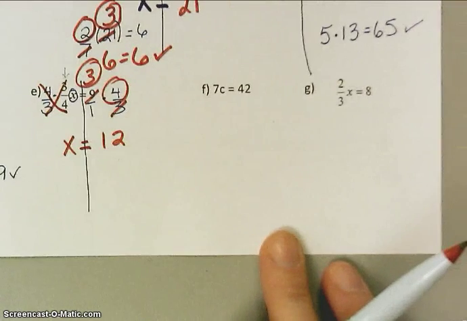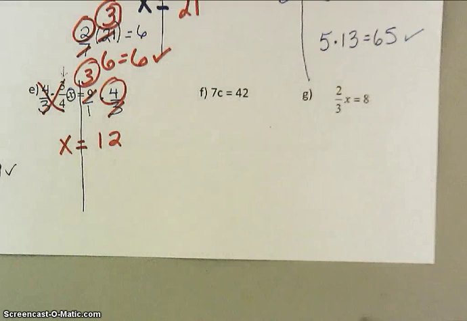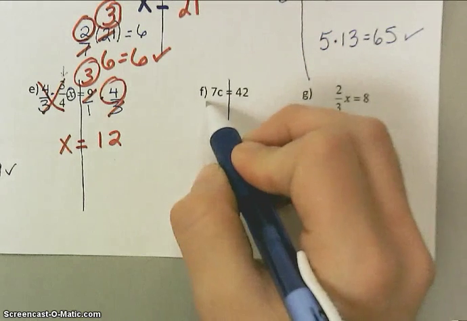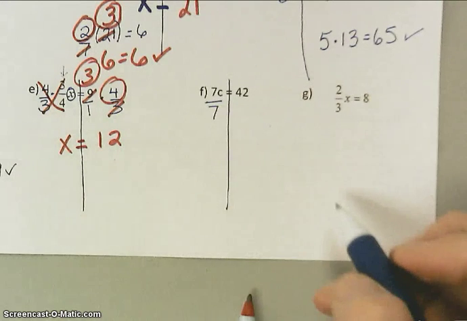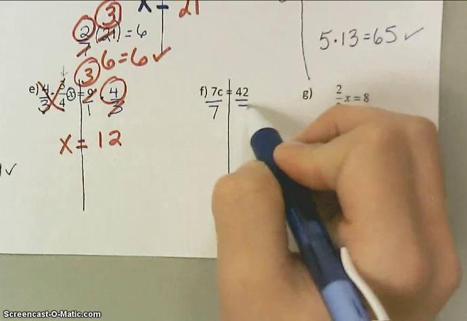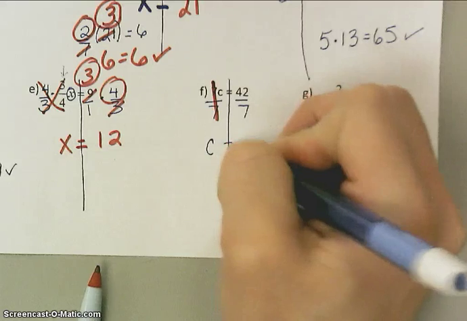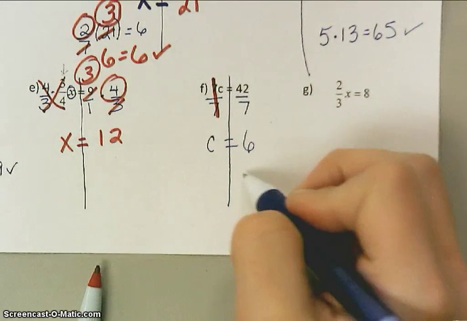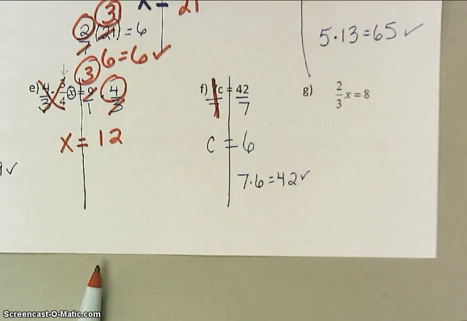Okay, let's look at F. I am going to draw my line. And you have to divide both sides because I'm multiplying right now. So to undo that, I have to divide by 7. So I have to divide this side by 7. Canceling. I get C is equal to 42 divided by 7 is 6. I plug it back in. 7 times 6 is indeed 42, so it works.